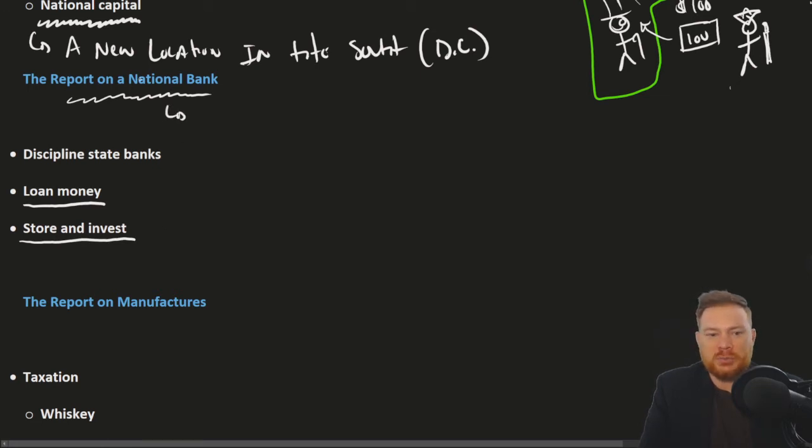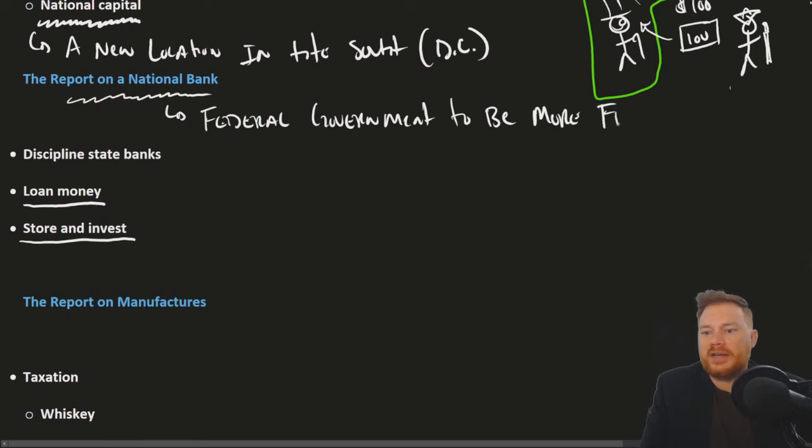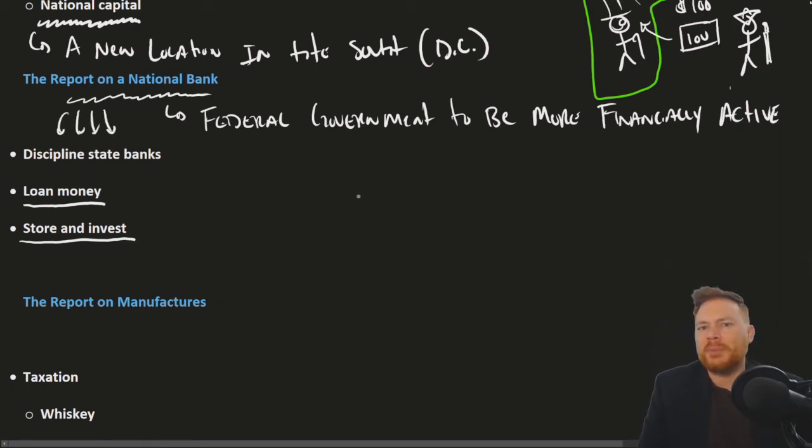More or less, we can just summarize a National Bank as being a way for the federal government to be more, say, financially active, right? We'll just say more financially active. And this was also a way for the National Bank to discipline the state banks or the local banks, kind of overpower them in a certain sense.